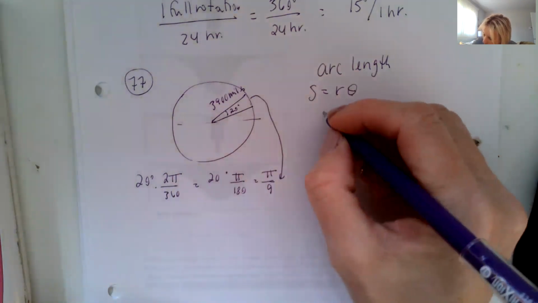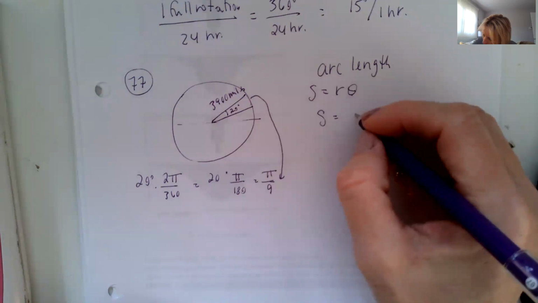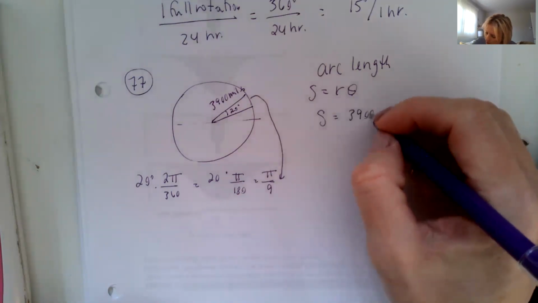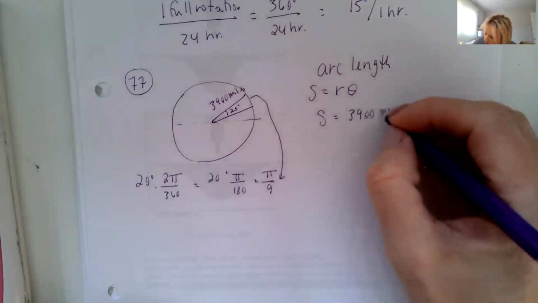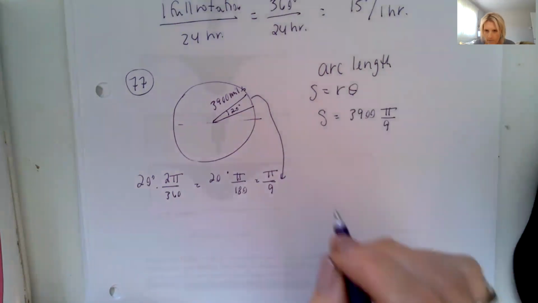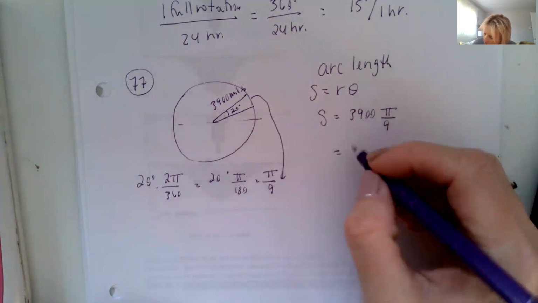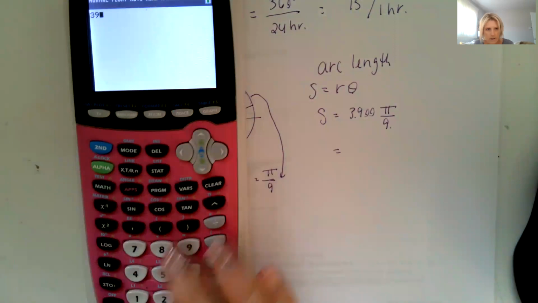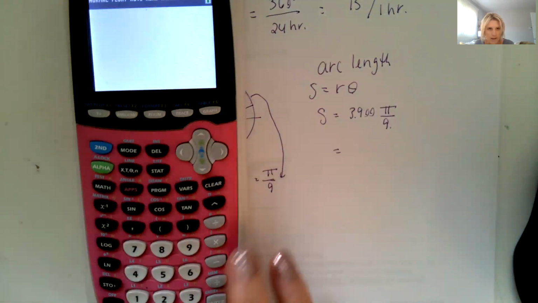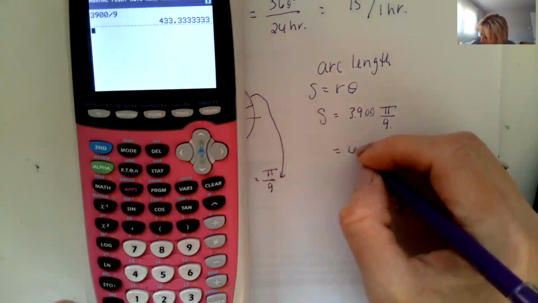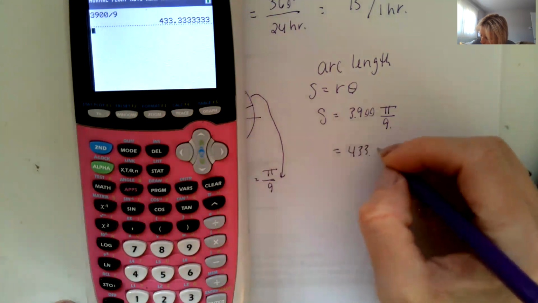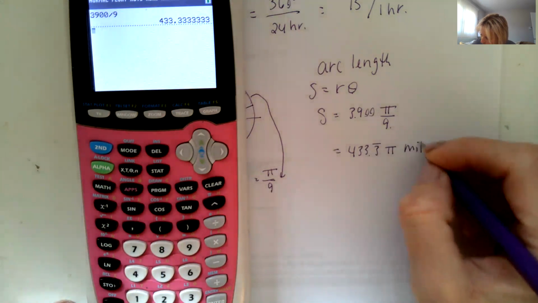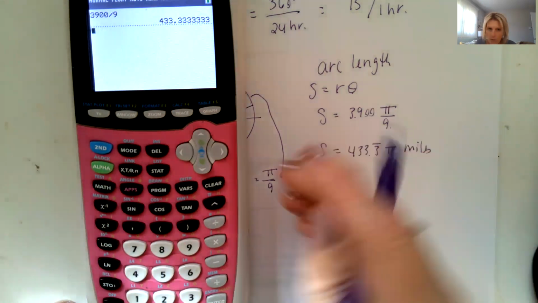Okay, so our arc length that we're going to travel is going to be the radius, which is 3,900 times pi over 9. And so we can just divide 3,900 by 9, and we get 433.3 repeating pi miles is what we would have traveled.